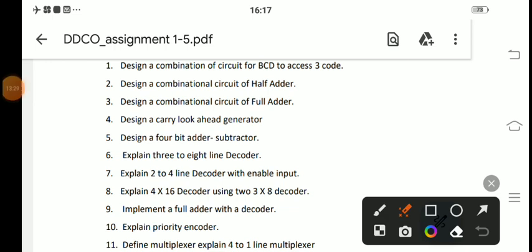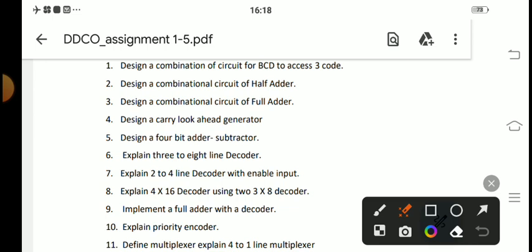There are 4 steps to solve any problem asked under module 2. Next, design a combinational circuit for half adder, full adder, carry lookahead generator, 4-bit adder or subtractor, 3 to 8 line decoder, 2 to 4 line decoder with enable input, 4 to 16 decoder using 3 to 8 decoders, full adder with a decoder, priority encoder, multiplexer. Demultiplexer is not there in your syllabus. It is multiplexer. Explain 4:1 line multiplexer. Okay, these are the important questions from the second module.